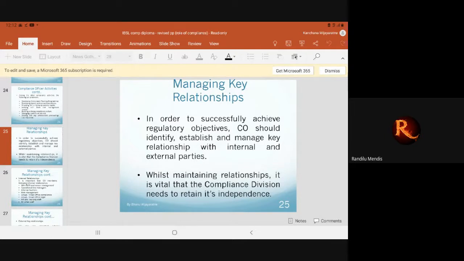So now we have understood what compliance is, the skills required, right? And then the JD, and then what are the activities. So we'll move on to identify the key relationships to be maintained by compliance. Key relationship.